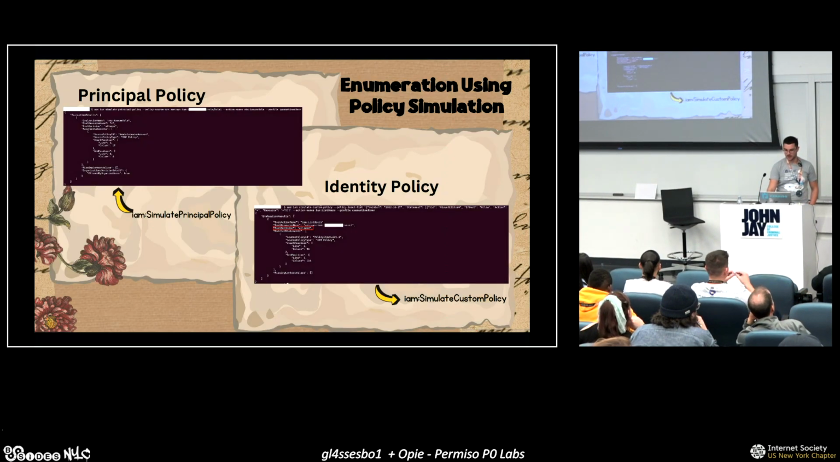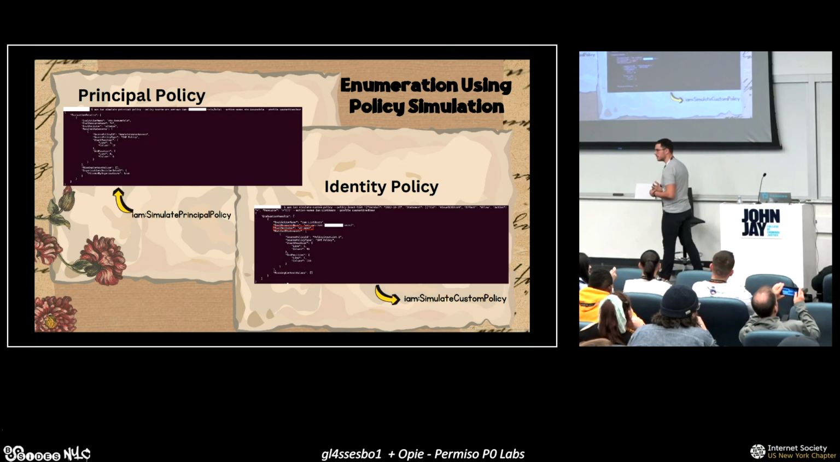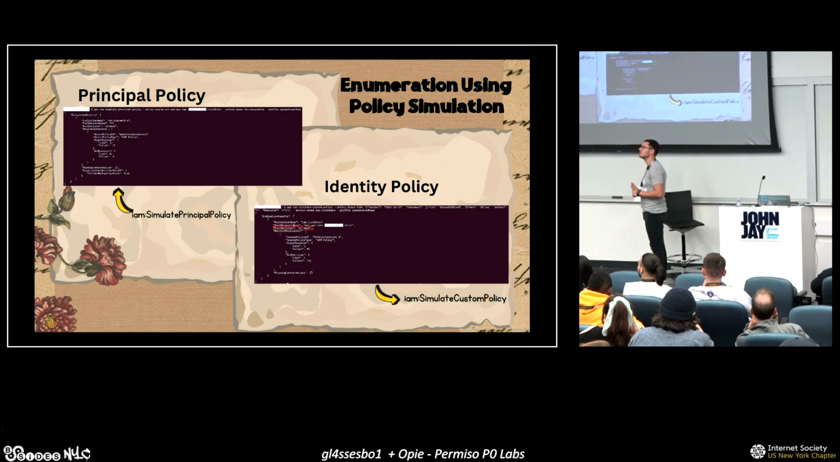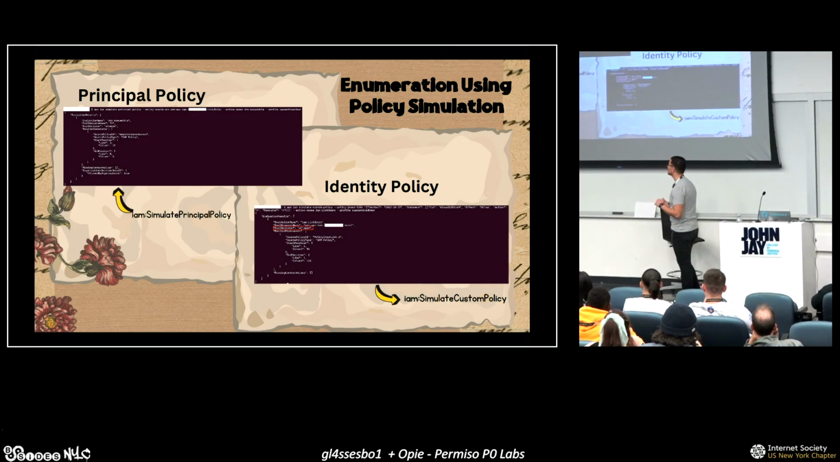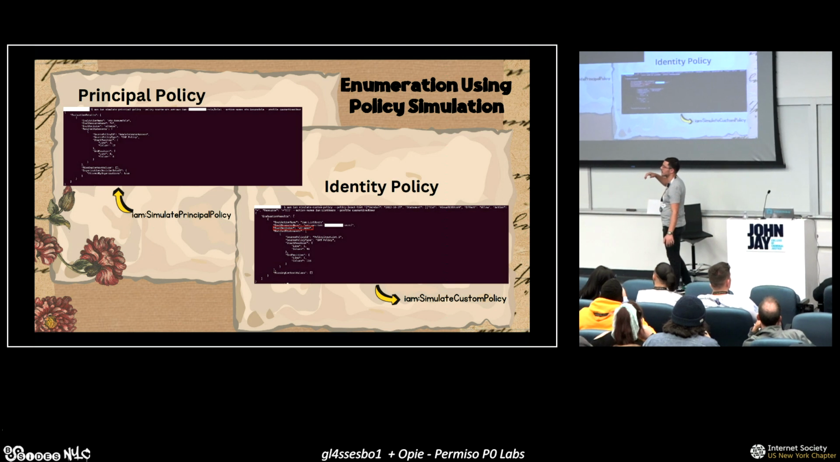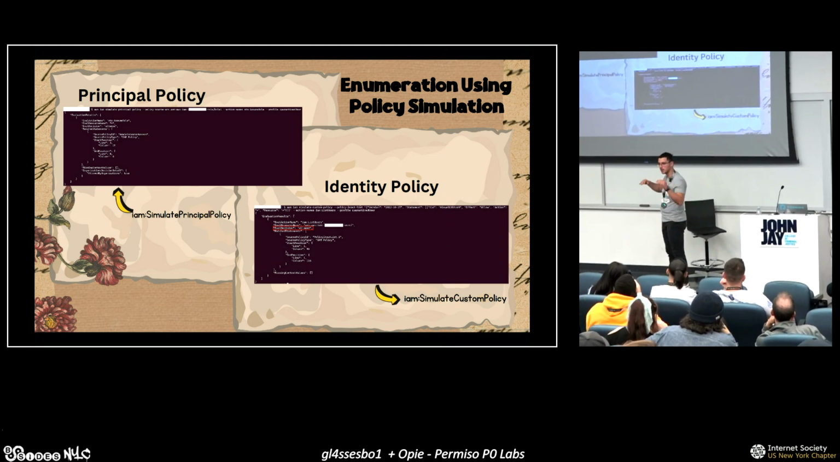Which means you will be having stuff like enumeration using policy simulation, something that I don't see many people talk about. If I'm not wrong, Scout Suite started this first. And this is a way to check if an identity is allowed to execute a certain privilege by just gathering all the policies that they have attached and all the policies that their group has attached, and then just say, okay, am I allowed to do IAM list user? It will show you allowed or not.